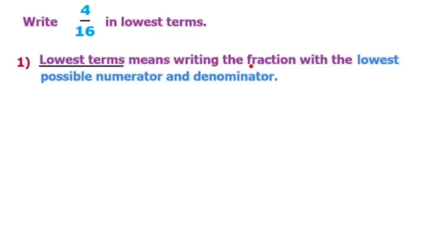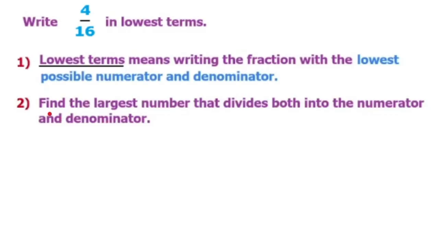It means writing the fraction with the lowest possible numerator and denominator. So remember, equivalent fractions are different fractions that represent the same portion of a whole. So in a way, we're just trying to find an equivalent fraction that is in the lowest terms. Okay? So the next thing to do is we find the largest number that divides both into the numerator and the denominator.